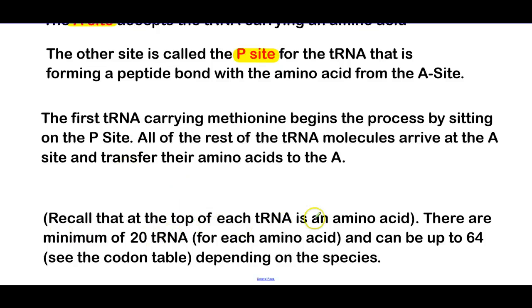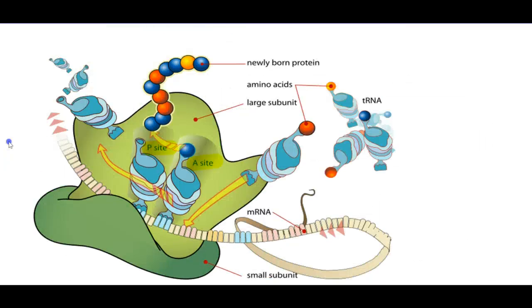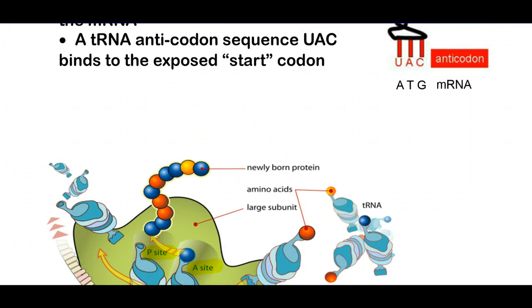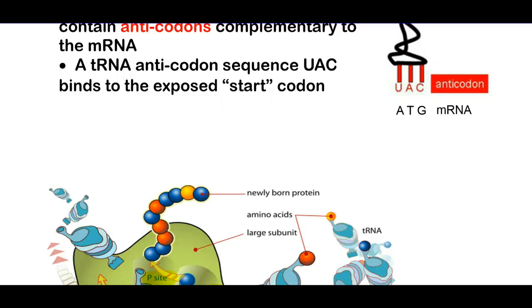Okay, so recall at the top of each tRNA is an amino acid. There are a minimum of 20 tRNAs, one for each amino acid. Remember, there's a total of 20 amino acids, but there can be up to 64 tRNAs depending on the species. So if you go back to my genetic code note and we looked at the different possibilities of what the three letters can code for, you'll notice that a set of 3 letters, or a codon is the term we use, can actually code for more than one amino acid. We'll look at examples when we get to that.